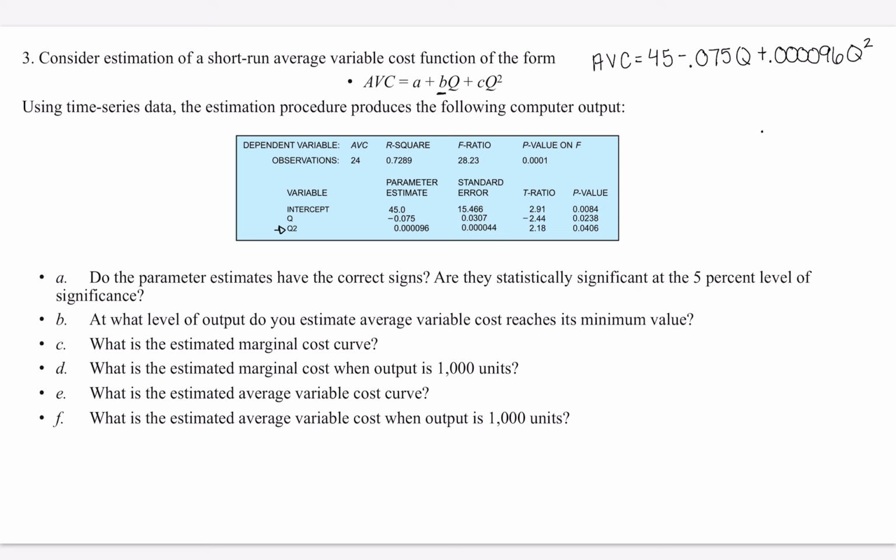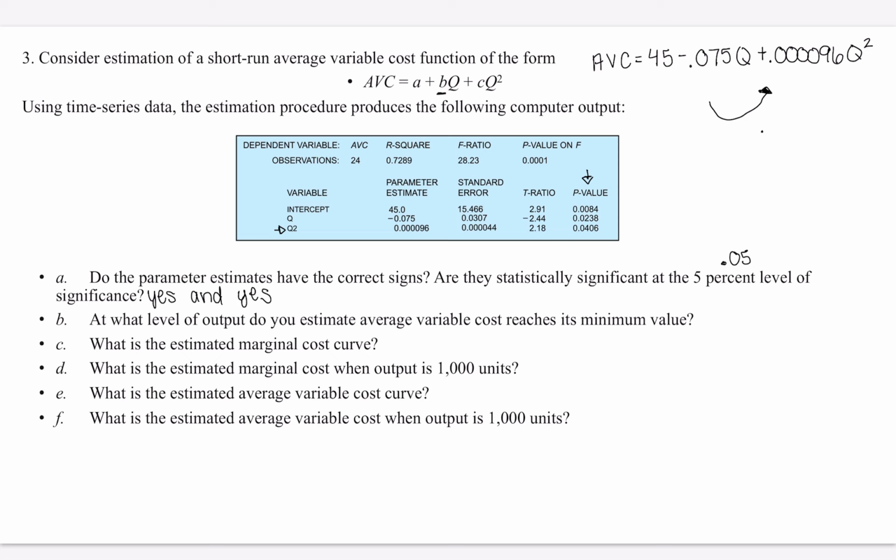Do the parameter estimates have the correct sign? Are they statistically significant at the 5% level of significance? Yes and yes. We expect B to be negative and we expect C to be positive. C being positive makes our function look something like this. So C has to be positive, otherwise it's upside down, a hill instead of a smiley face. And they're statistically significant because our p-values are less than 0.05.